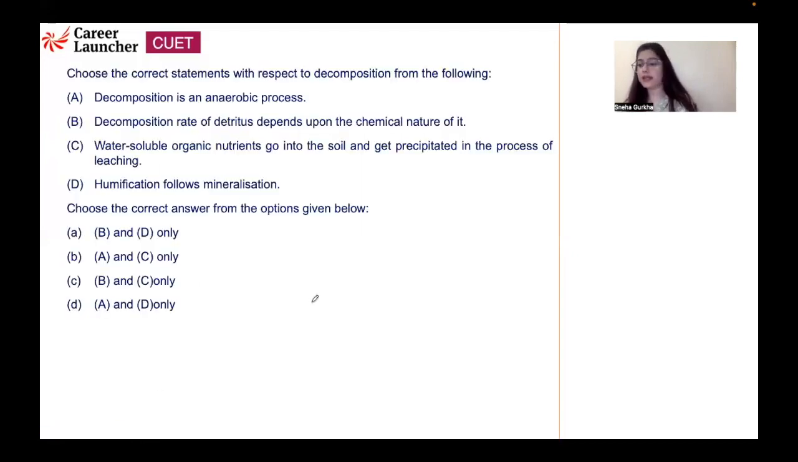Next, choose the correct statement with respect to decomposition. Decomposition is an anaerobic process. This is incorrect. It is an aerobic, oxygen-requiring process. Decomposition rate of detritus depends upon the chemical nature of it. Correct. Water soluble organic nutrients, no. Inorganic nutrients go into the soil and get precipitated in the process of leaching. This is incorrect. Humification follows mineralization. So options B and D will be correct. So we'll go with option A.